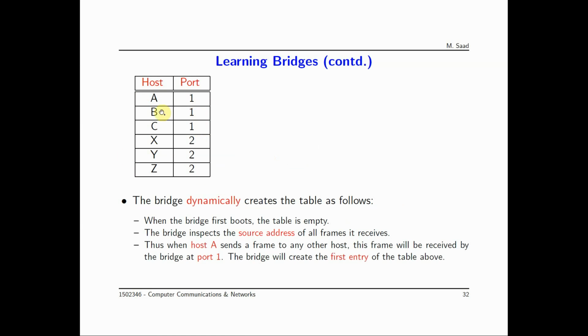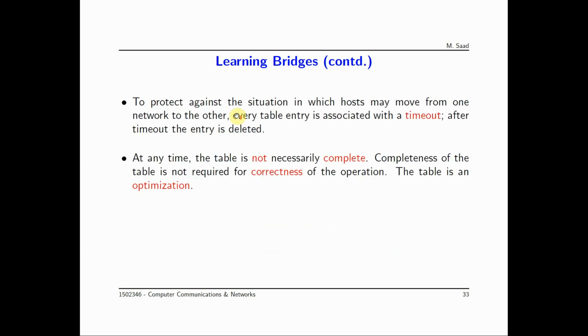The table might not be complete. Initially, it is empty, and then later on, it might have some entries, but some entries are still missing. Even if it becomes complete, some entries can get deleted. So again, we go back to the state in which the table is incomplete. Is this a problem? This is the main question.